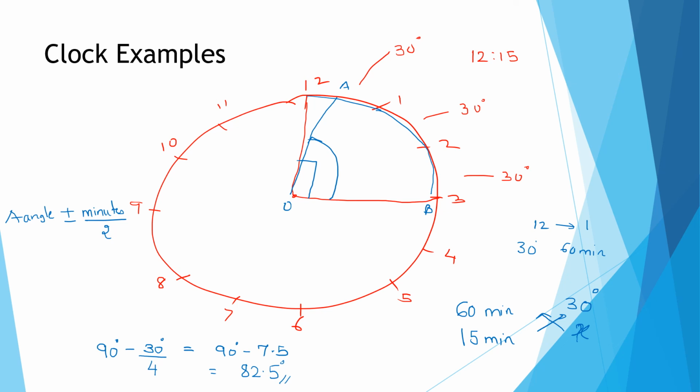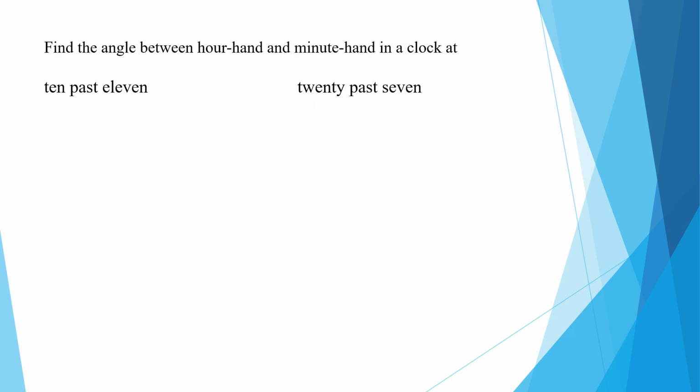Understood? I'll take 2 examples so you understand clearly. The first one is 10 past 11. What does 10 past 11 mean? 11:10. It will be somewhere here. Initially, from my point of view, the angle will be like this. This is 12, this is 1. What will be the angle traced? Wrongly, if I say 11 to 12:30, 12 to 1:30, 1 to 2:30, that is 90 degrees. The angle between hour hand and minute hand, wrongly, with 3 consecutive marks, is 90 degrees.